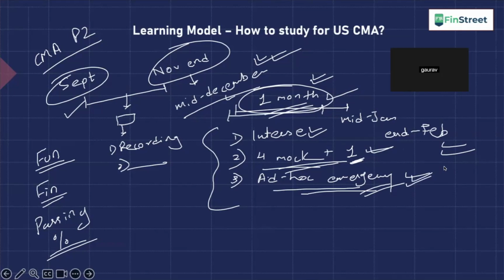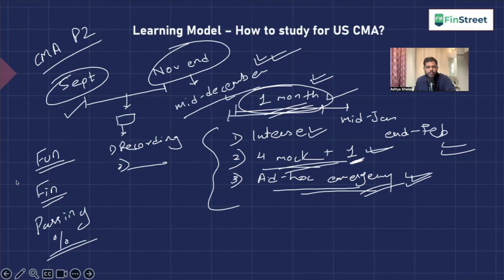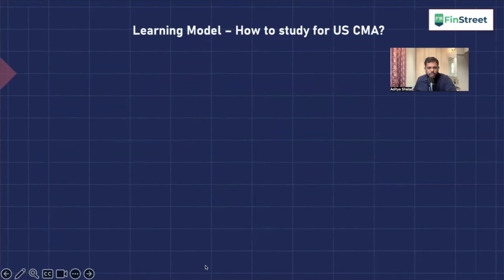Clear, Abdul? Yes, sir. Thank you. Okay, great. Chalo, let's continue. So this is our overall plan from September to the Jan-Feb attempt. Let's come back to how to study for CMA. I can see some doubts. Let me just quickly take those.